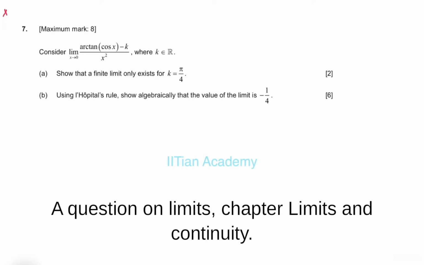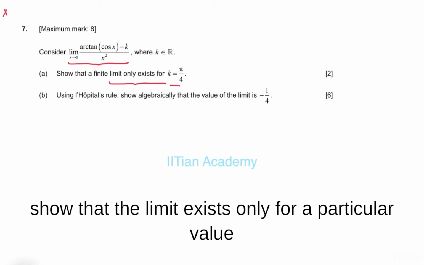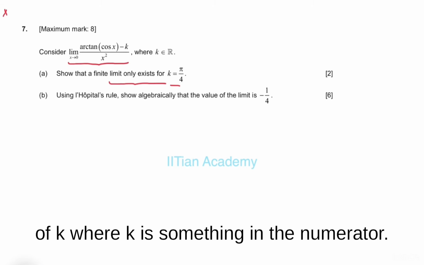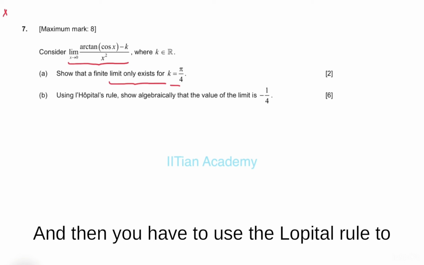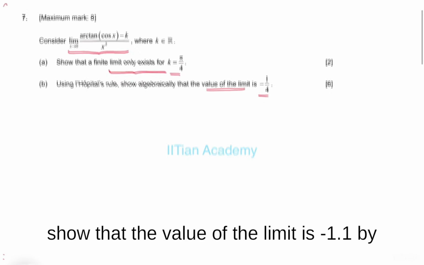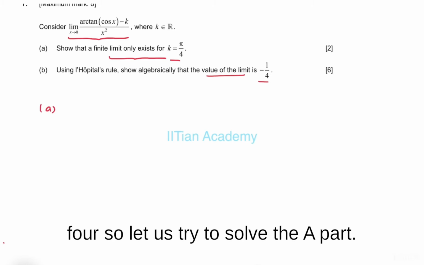This is a question on limits chapter, limits and continuity. So we are given an expression and we have to show that the limit exists only for a particular value of k, where k is something in the numerator, and then you have to use the L'Hopital rule to show that the value of the limit is minus 1 by 4. So let us try to solve the A part.